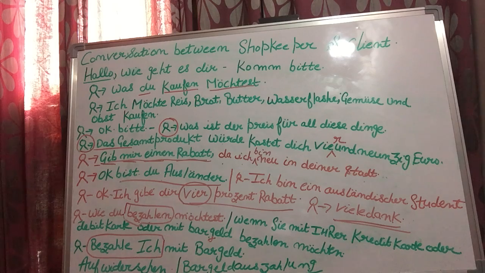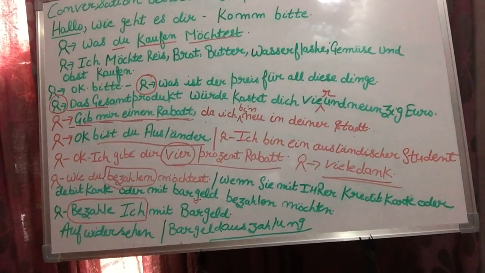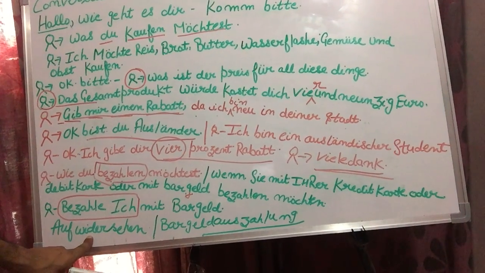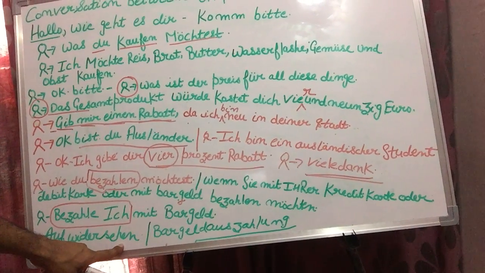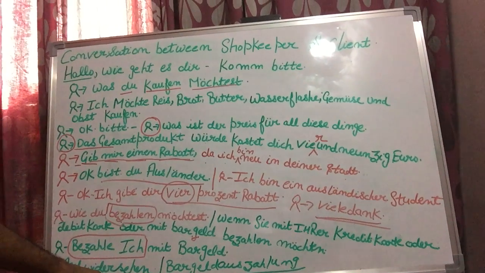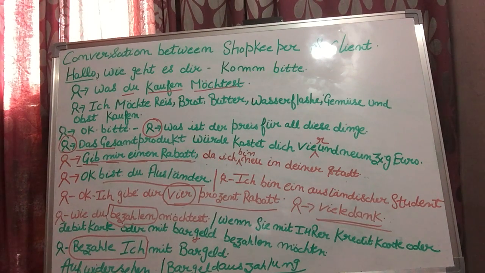Auf Wiedersehen. Auf Wiedersehen is bye bye. So here we have Auf Wiedersehen. Auf Wiedersehen is bye bye. Is that clear to you? So can we repeat one more time, guys? There is a conversation between again the shopkeeper and the client. So speak after me. Make it fast now.